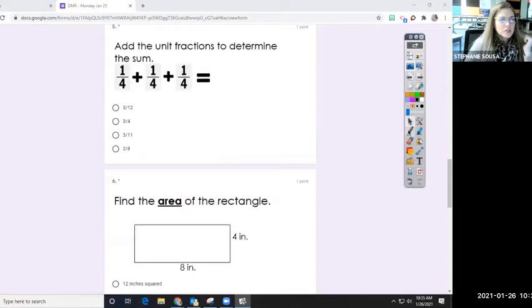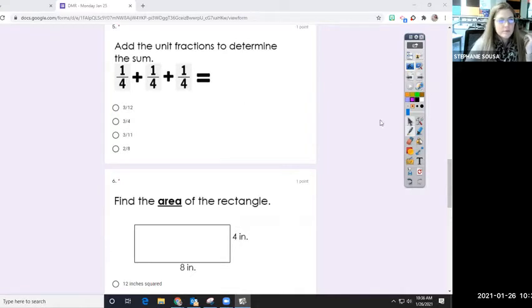Add the unit fractions to determine the sum. We have 1/4 plus 1/4 plus 1/4. That gives us 3/4. Second answer choice. Questions on that one?